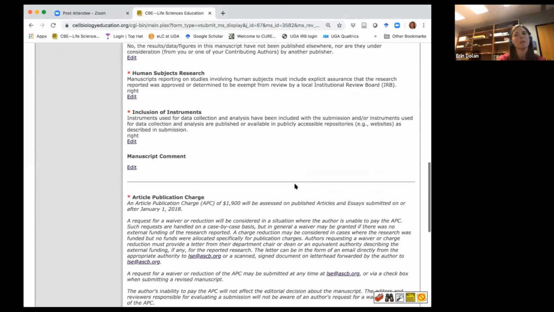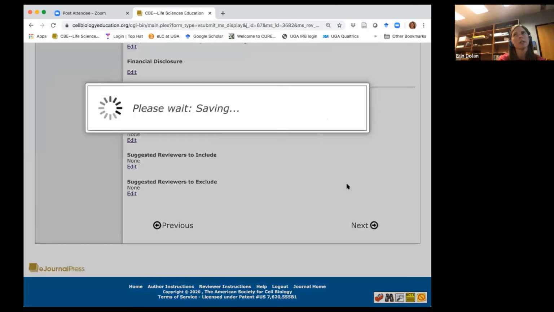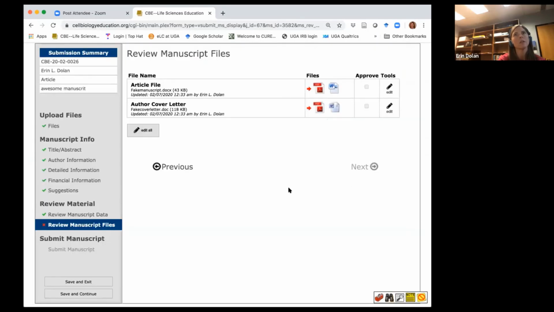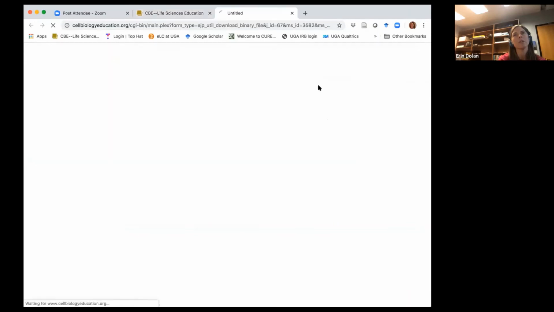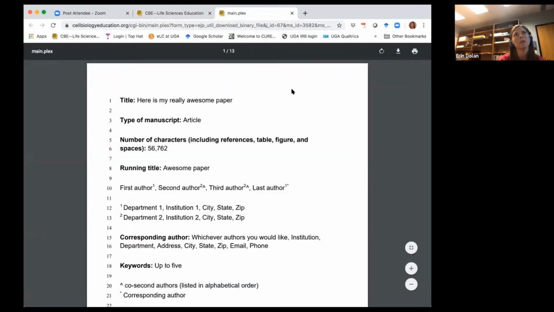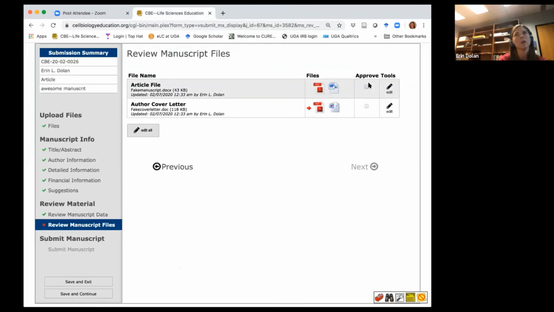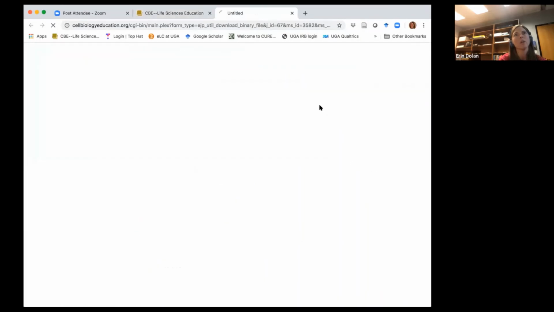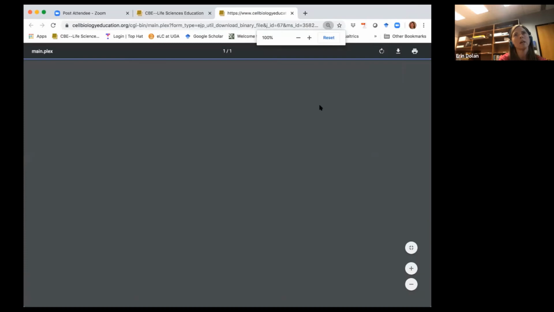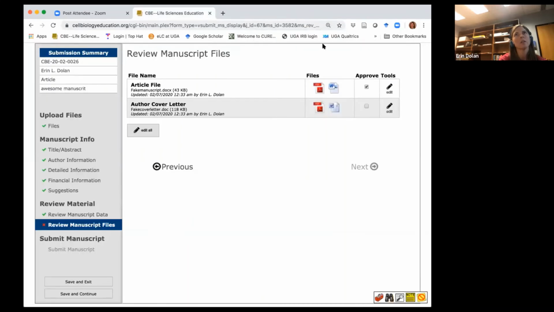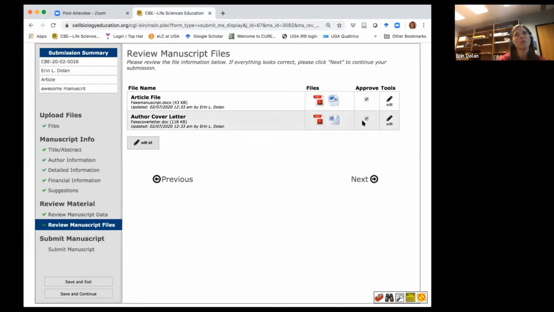And I'm going to continue to walk through this. It looks like everything is set to go. Do you see these red arrows? These are places where I have to look and make sure that my PDF has converted okay. Look, it looks good, so I'm going to approve. And again, my cover letter looks good. So I'm going to approve, or I can edit and replace.